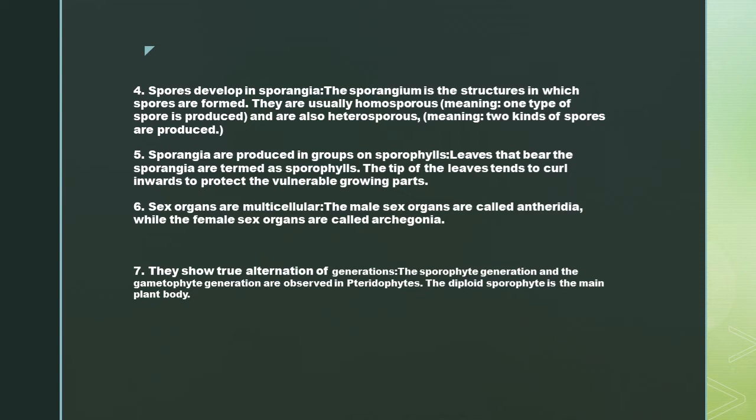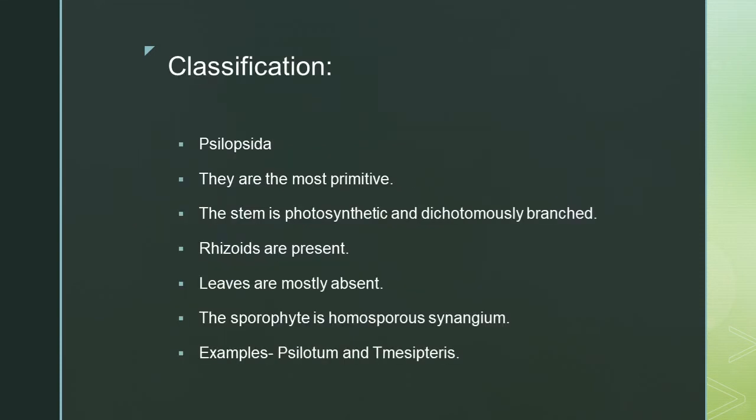Sporangia are produced in groups on the sporophytes. Over here, the leaves bear the sporangia, and the tips of the leaves are curved inside. Okay, and the sex organs, antheridium and archegonium. Antheridia are for the male gamete, and archegonium for the female gamete. They show true alternation of generation. I told you about the sporophyte and the gametophyte body. Sporophyte is what? Sporophyte gives rise to spores on meiosis, and gametophyte, the gametes. The main plant body is sporophyte.